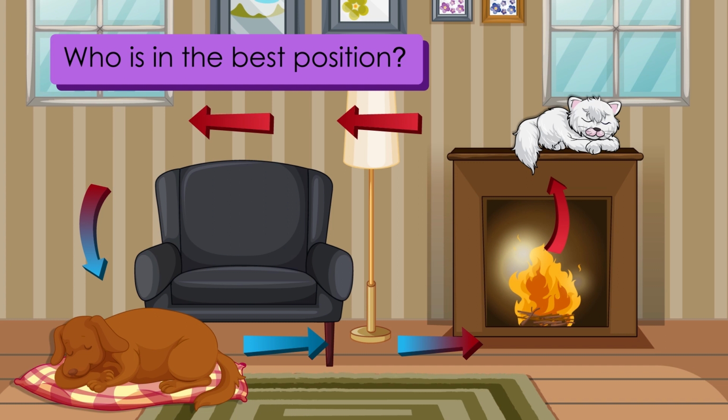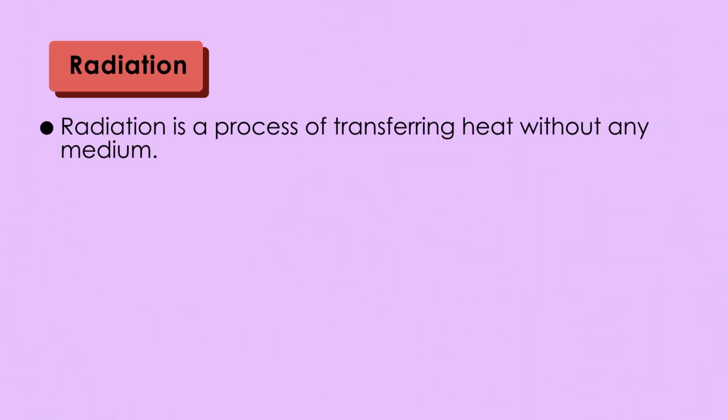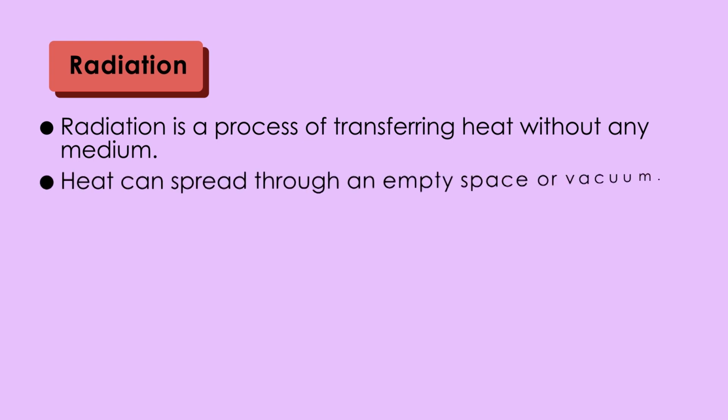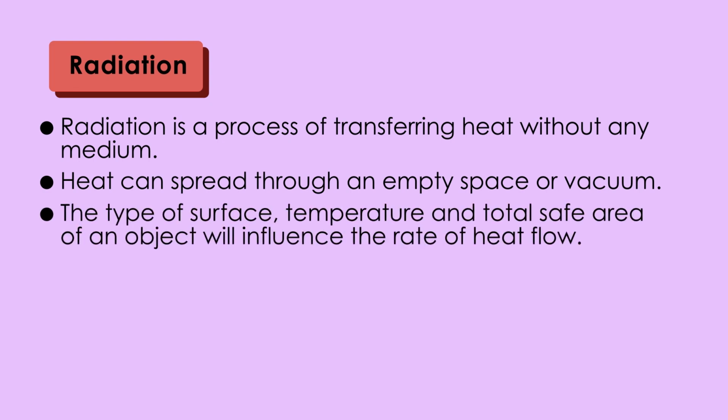Third, heat flows through radiation. Radiation is a process of transferring heat without any medium. Heat can spread through an empty space or vacuum. The types of surface, temperature, and total surface area of an object will influence the rate of heat flow. An example of radiation is when food is cooked in the microwave oven. Here, heat is transferred through radiation.